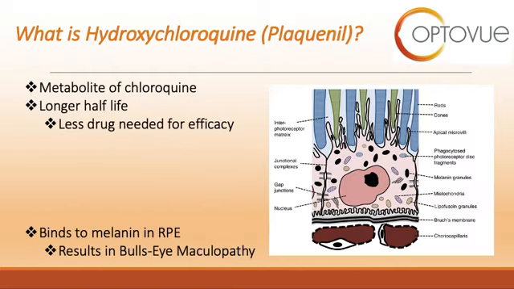Hydroxychloroquine is a metabolite of chloroquine. However, it is a more effective and safer medication. It's more effective because it has a longer half-life, thus it requires less drug to be efficacious.